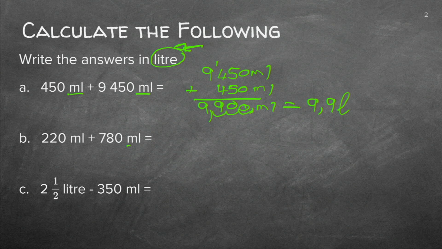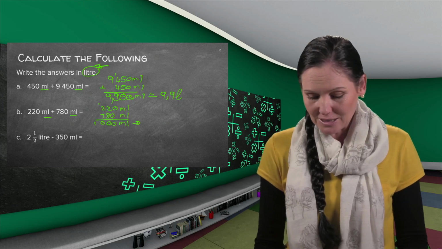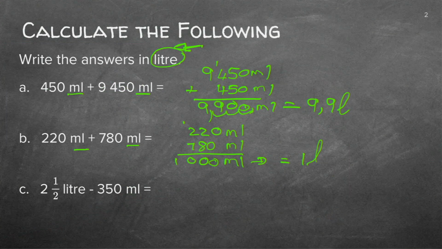Here I have liter again, milliliters again. So that will also be an easy calculation. So 220 milliliters plus 780 milliliters will give me 1,000 milliliters. So after you studied so hard, you know that 1,000 milliliters will be equal to 1 liter.